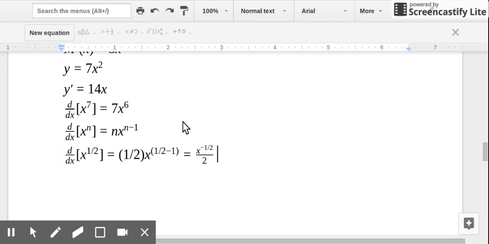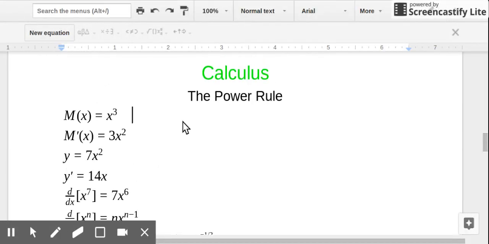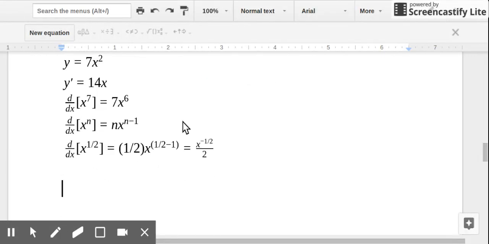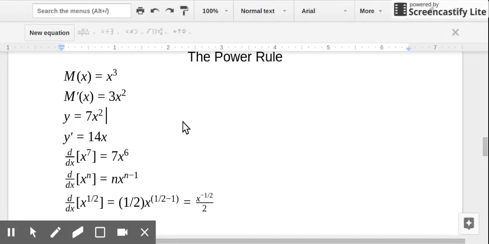Okay. So that's the power rule. It's pretty simple. We'll go over some more examples on this, because now we can put the power rule and the constant rule together as one.